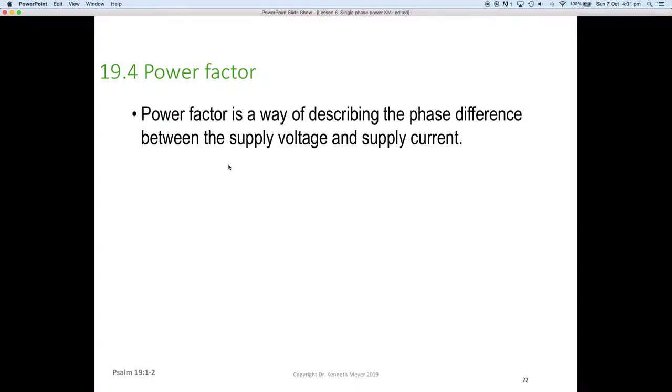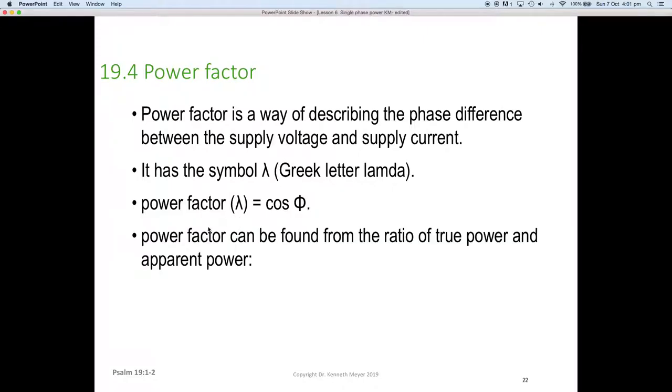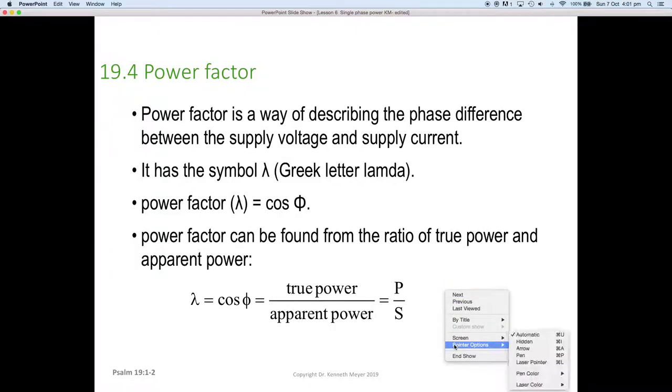So power factor is the way we describe the phase difference between the supply voltage and the supply current. We use the symbol lambda, which looks like an upside down Y. Power factor lambda is the cos of the angle. And the power factor can be found from a ratio of true power and apparent power. And here's the formula for it.